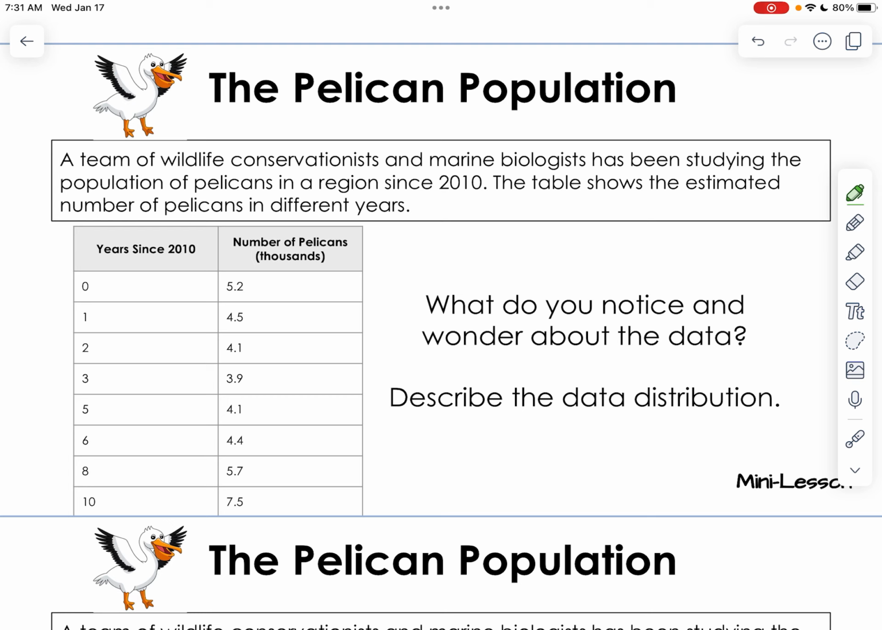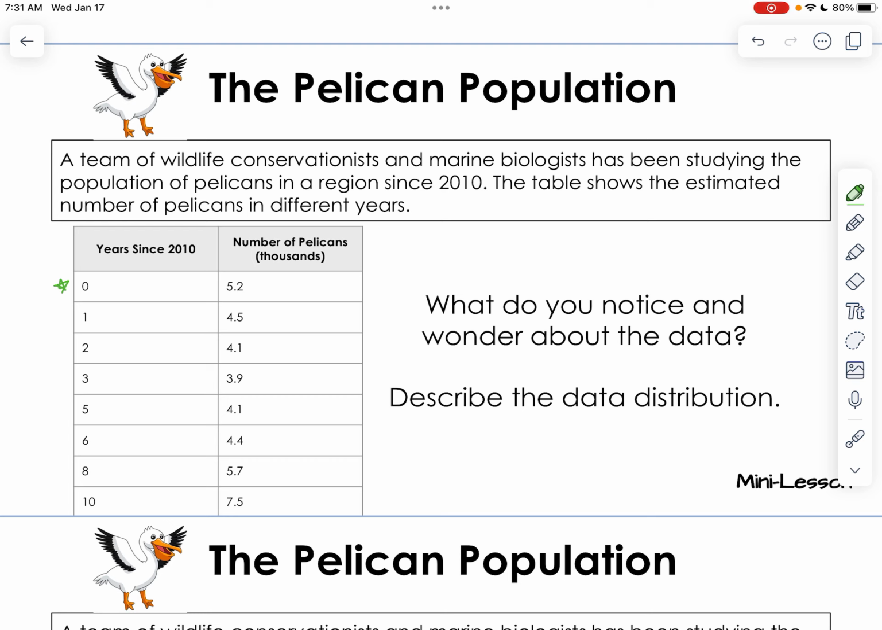A team of wildlife conservationists and marine biologists has been studying the population of pelicans in a region since 2010. The table shows the estimated number of pelicans in different years. What do you notice and wonder about the data? Describe the distribution. So we start at year 0, then we go to year 1, 2, 3, we skip 4, 5, 6, skip 7, 8, skip 9, 10.